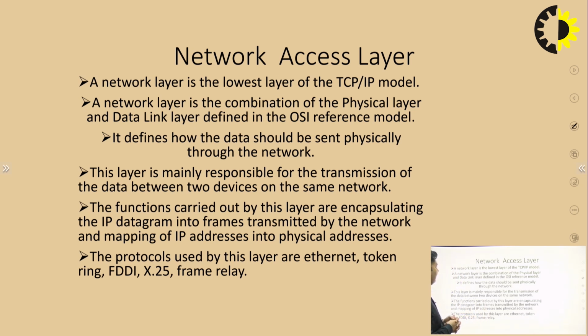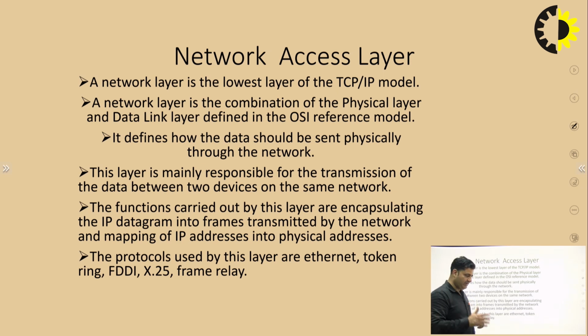Number 4: this layer is mainly responsible for the transmission of data between 2 devices on the same network. So it deals with the transmission media. We have simplex, half duplex and full duplex forms in this. Then the 5th function of this layer is to encapsulate the IP datagram into the frame. As we saw in the OSI model, in the data link layer we have framing.